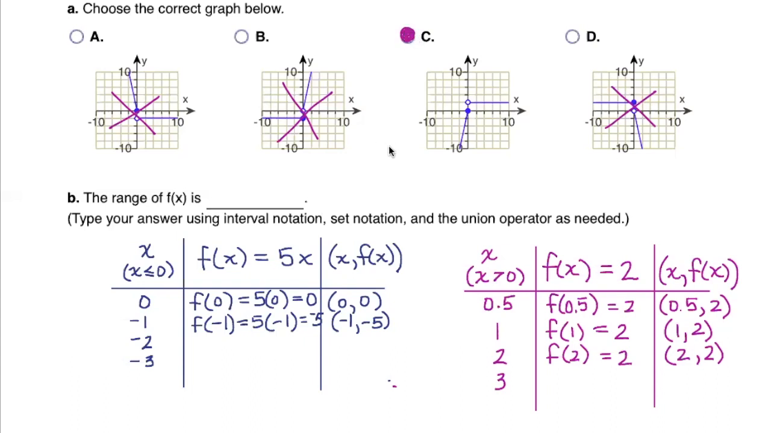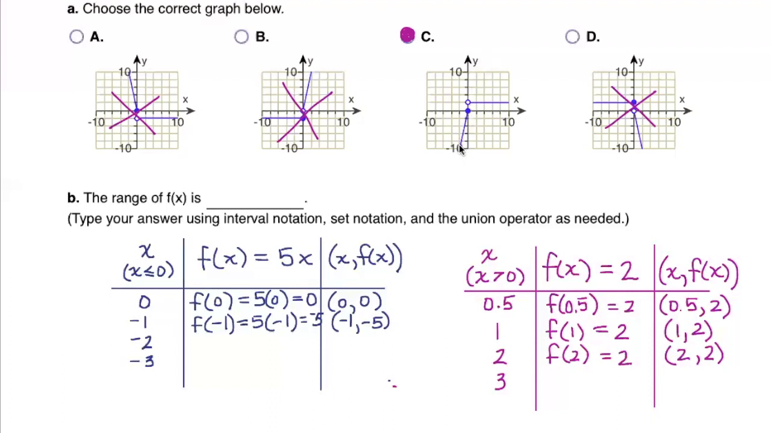Now I'm asked to give the range. I'm going to type my answer using interval notation, set notation, and the union operator as needed. They are asking you to indicate what the set of outputs is going to look like. The range is the y values, the set of outputs. One way to find that is to scan the y coordinates in your tables. Another way to find it is to look at the graph and try to name lowest to highest y values.